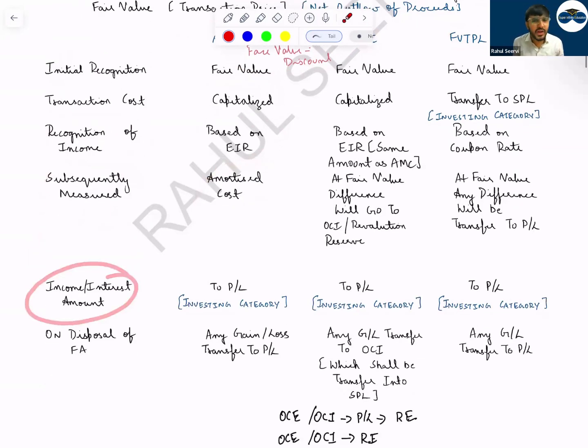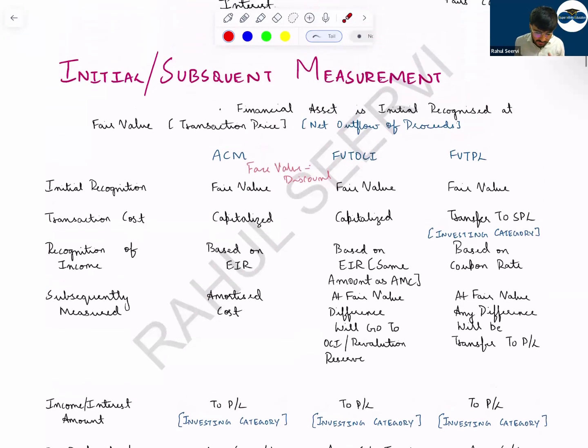Then income and interest, where will it be recorded? Income or interest will be recorded in P&L, under the investing category, because this is your investment. And then any gain or loss on disposal will be recorded in P&L. Under which category? We have discussed this in the derecognition part in detail, so we'll revise that also.